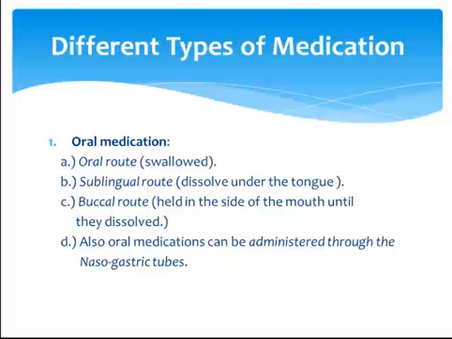Under this oral medication, it is given through oral, which is being swallowed by the patient, sublingual route, which is dissolved under the tongue, buccal route, which is held inside the mouth of the patient until they are dissolved. And also, oral medication can be administered through the nasogastric tubes.